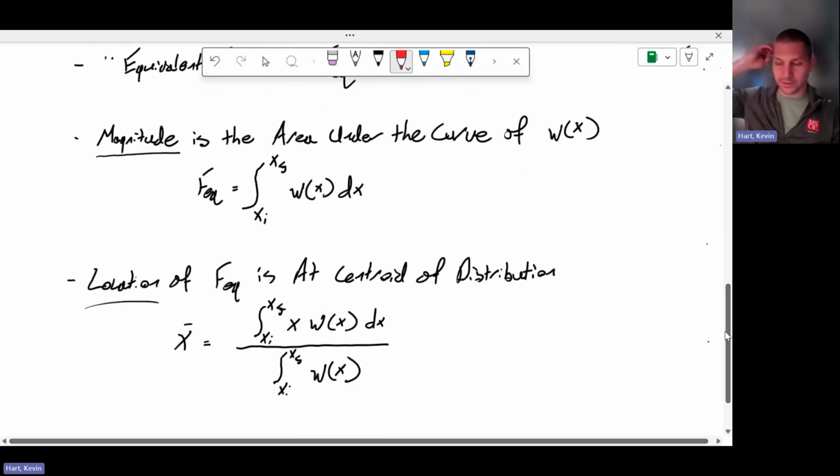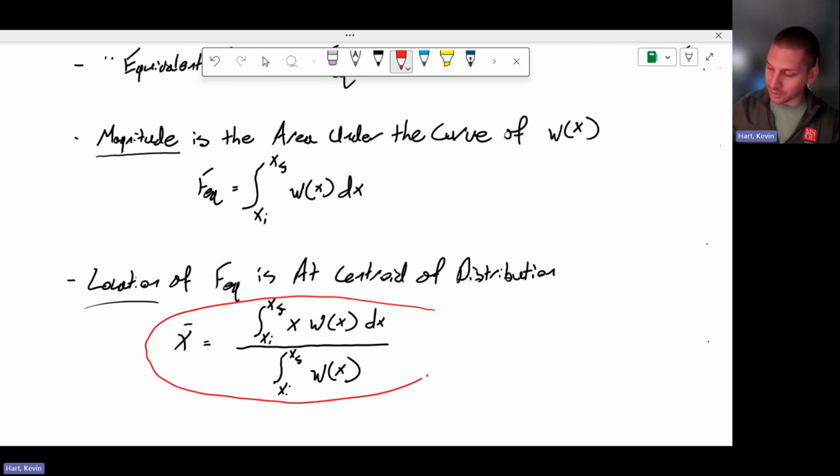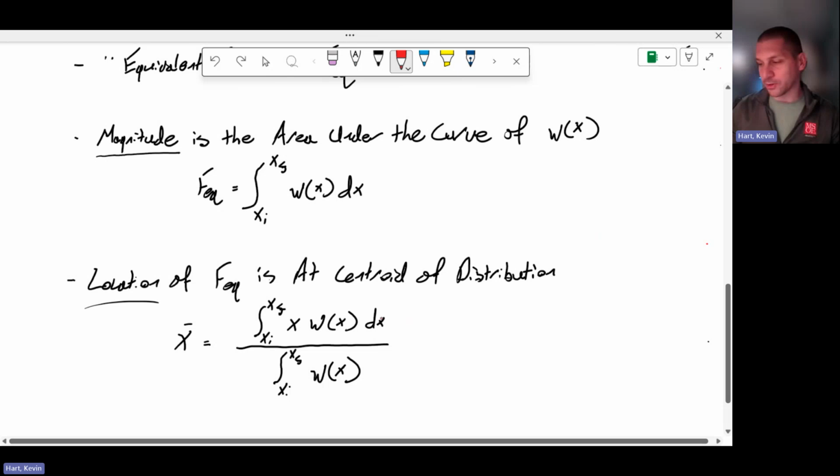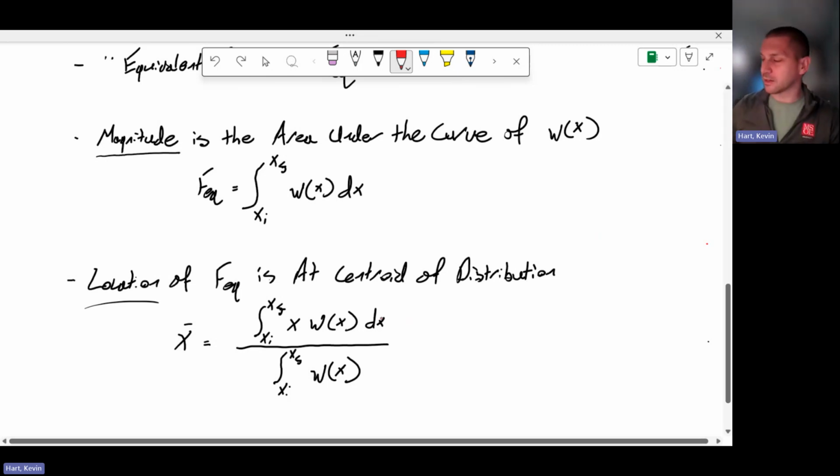Simple calculus there. Most of the time we're dealing with constants or linear functions, so these integrals are going to be pretty easy. Next is the location, which is a little bit more difficult, but the location of the equivalent force to replace the distributed load is going to be equivalent to the centroid of the distributed load. So mathematically speaking, we would label it x bar, and this is a fraction where the numerator is the integral from initial to final position of x w(x) dx, and the denominator is the integral from initial position to final position of w(x) dx.